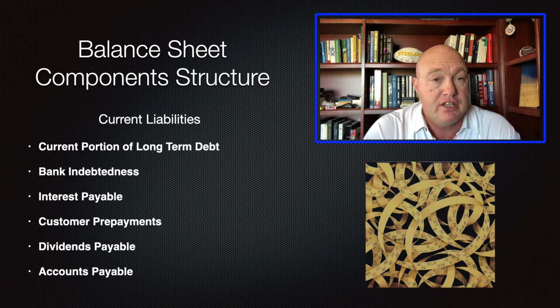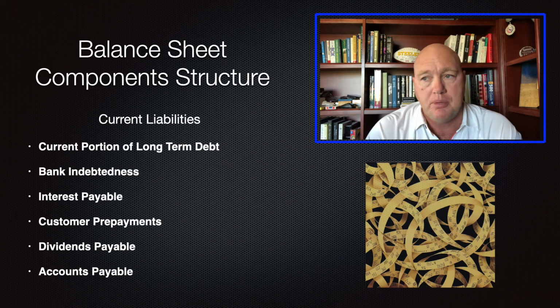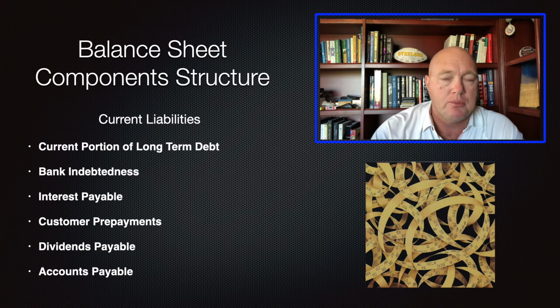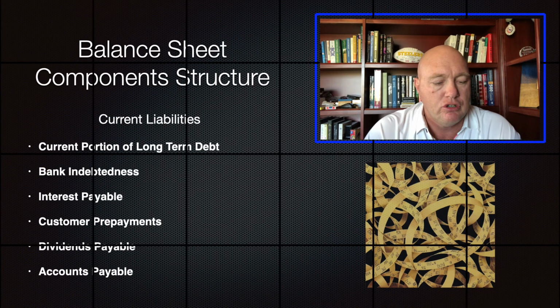Dividends payable, so a company will often announce that it's going to pay a dividend of a certain amount on a certain date. Once that announcement is made, that money is now owed and payable, so that shows up as a current liability. And then accounts payable, that's for operating your business. So you've got to go and pay your copier bill, for example, or your lease on your copier payment. That would be a current liability.